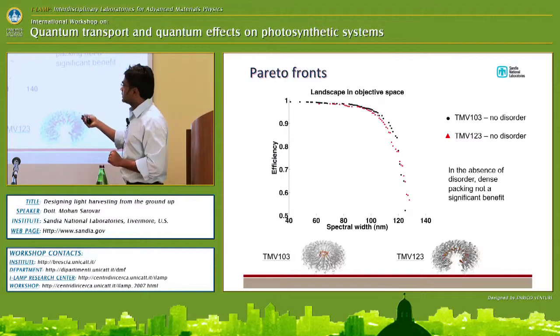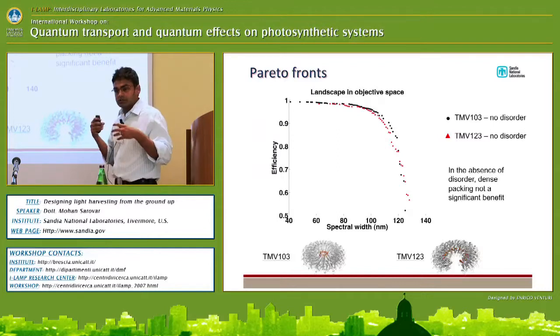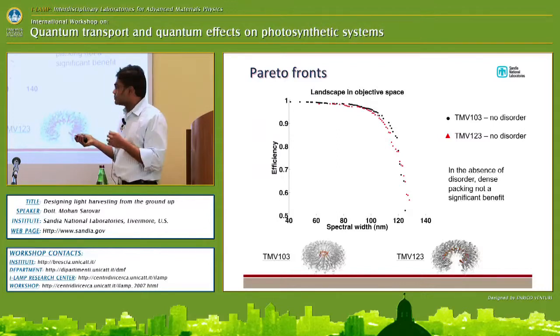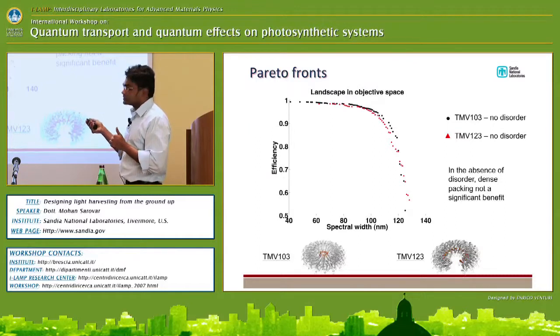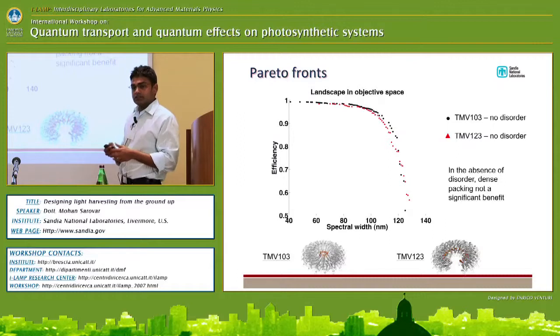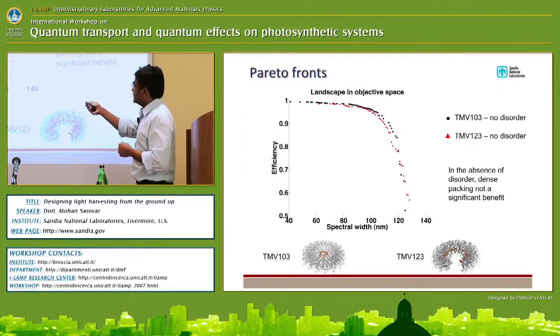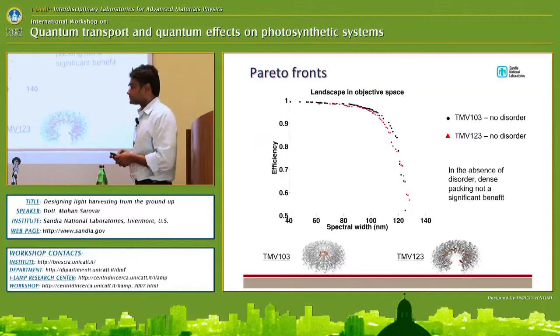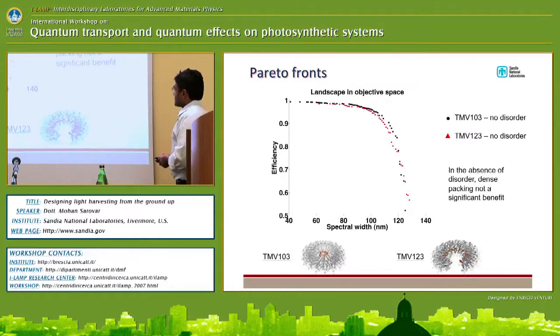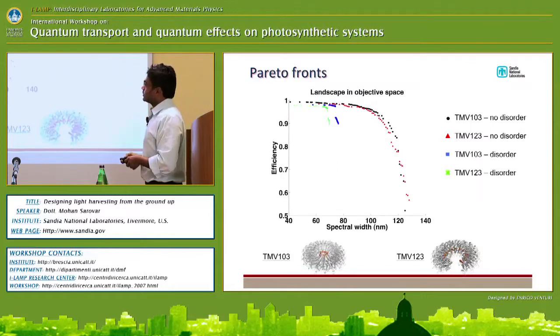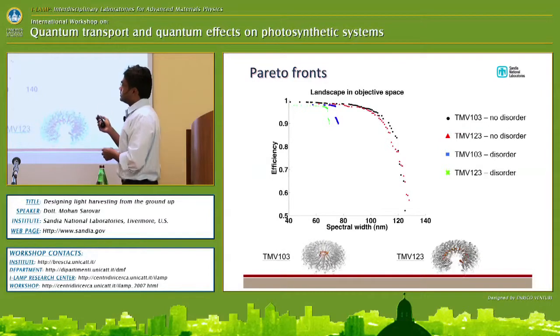When you don't have disorder, there really is no benefit to having very dense packing of pigments. It doesn't seem that you get larger efficiencies or larger spectral widths. You can always find an arrangement of TMV 123 that achieves the same or almost the same, right? There's a small difference here at this trade-off region where you're trading off efficiency and spectral width, but on the whole it's almost the same. But what happens when you throw in disorder? The picture changes a lot.